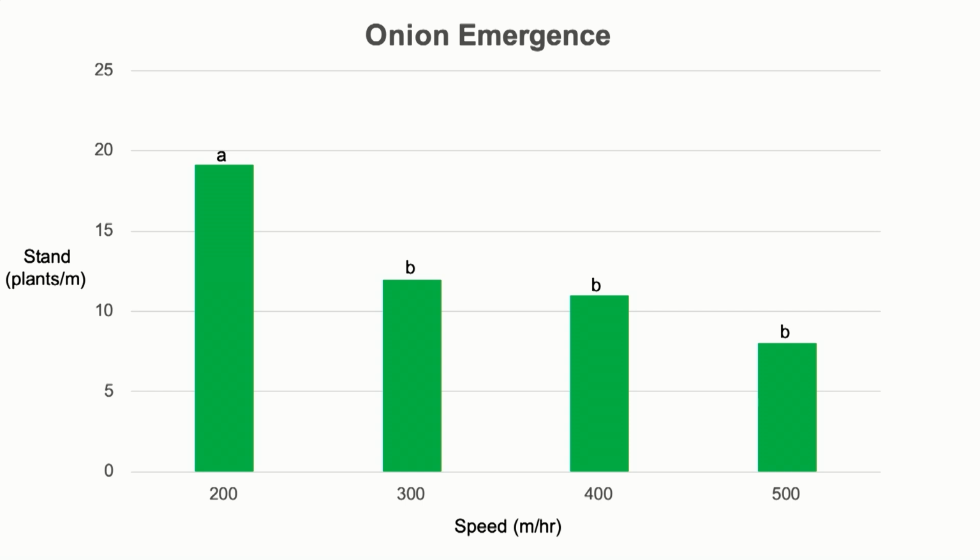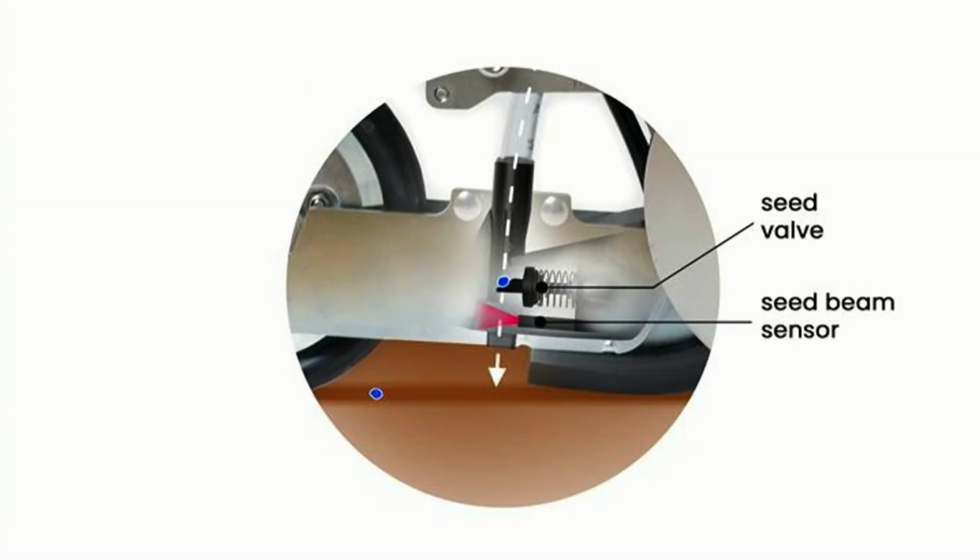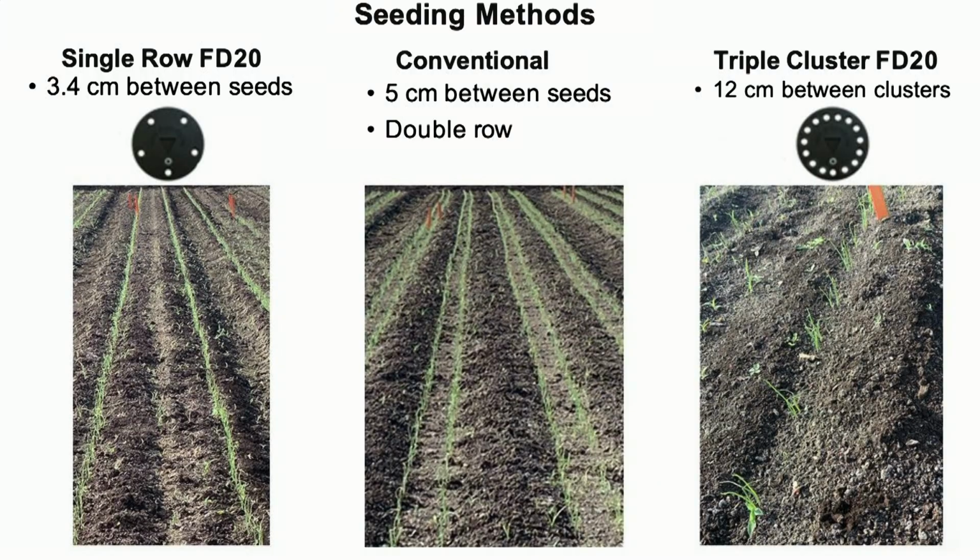So we tried playing around with a few different seeding methods. This is just a very simple diagram of how it works. You can see the seeding disc there that I'll focus on. From there, it picks up the seed, drops it down that seed pipe, and then there's that valve that lets the seed fall through. So we used that system at first that came with the robot.